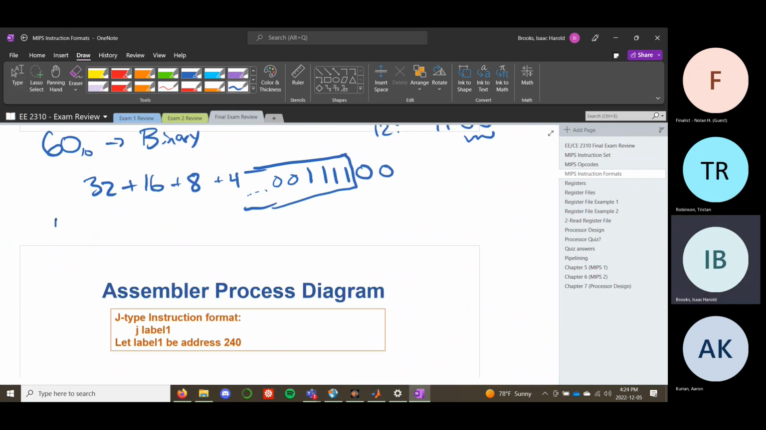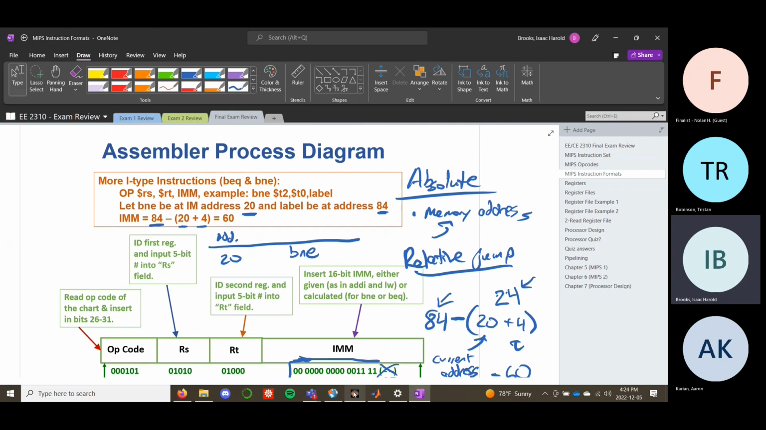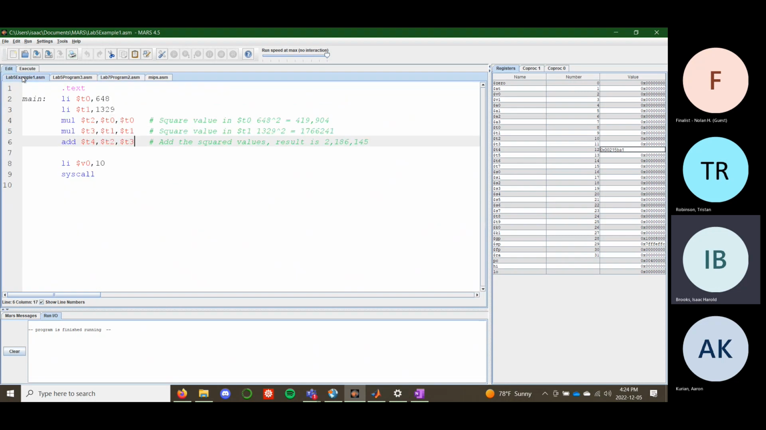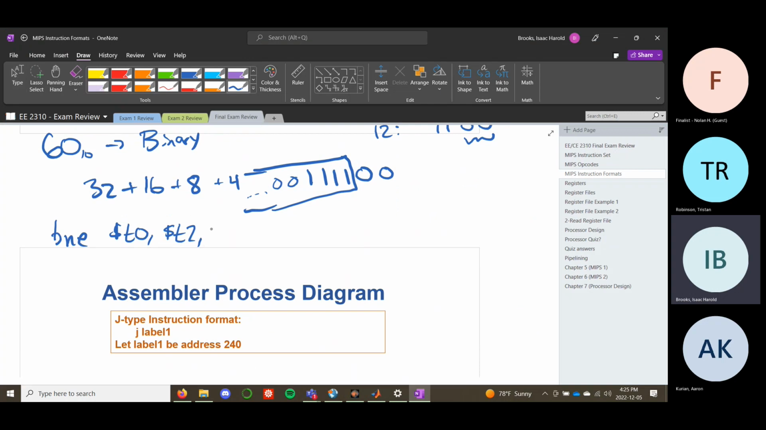So if we had BNE, T0, T2, and then, you'll see in assembly right here, it says label. When you're actually writing assembly code, you can just put a label and that'll be converted into an address implicitly. So this is like a MIPS assembly program. You can write the label in there and it'll get converted into an address. So really what's there in this command is a register, and then some address. So we could say that this is like hex 1487 or something.